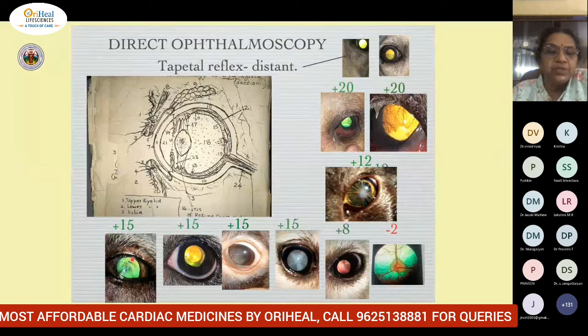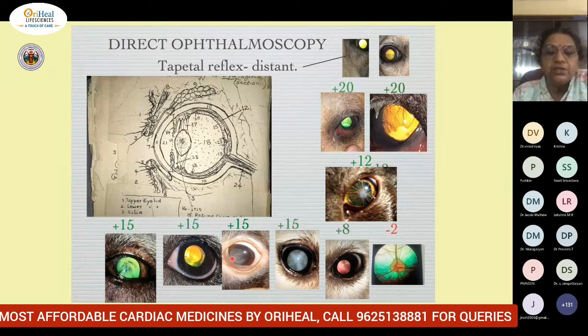Now you can come to this plus 15. You can see some structures inside. Okay, it is not a very clear picture, but at least you can see the haptic of the intraocular lens. So when the intraocular lens is placed after cataract surgery, you are supposed to use that plus 15. You can also see an intraocular lens here following surgery. So again, plus 15.